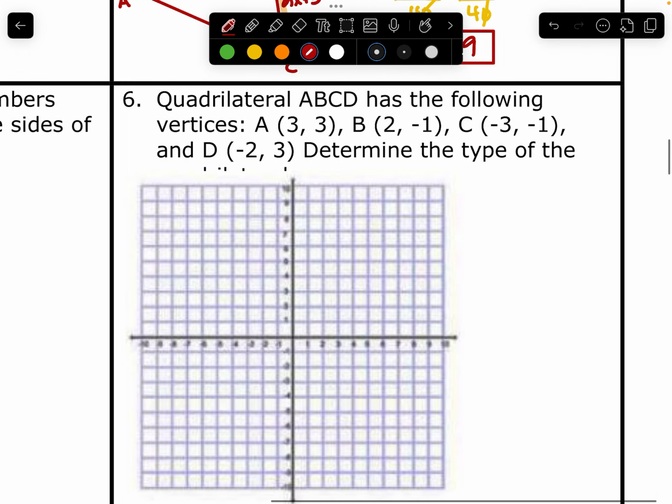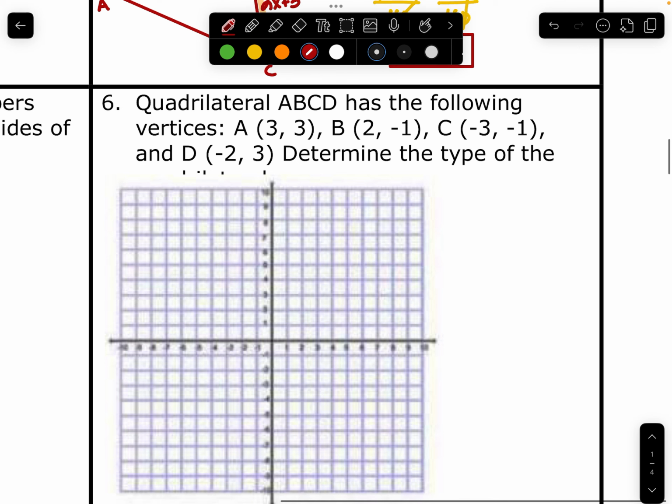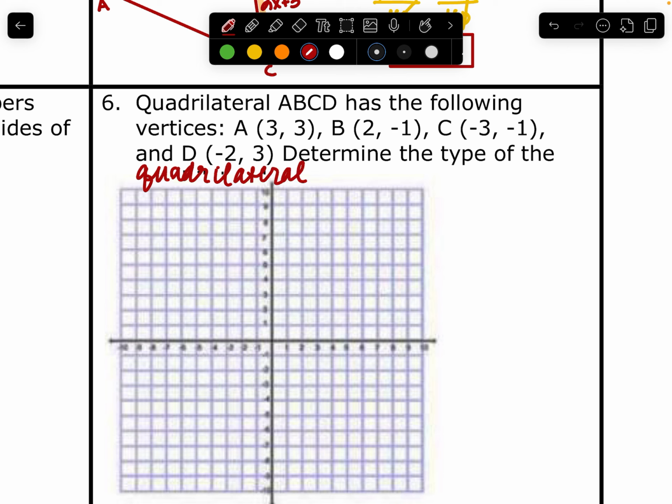Next. All right, quadrilateral ABCD has the following vertices. Let's graph them. Determine the type of quadrilateral, that is supposed to say quadrilateral. I'm sorry. So quadrilateral. A is 3, 3. B is 2, -1. C is -3, -1. And D is -2, 3.